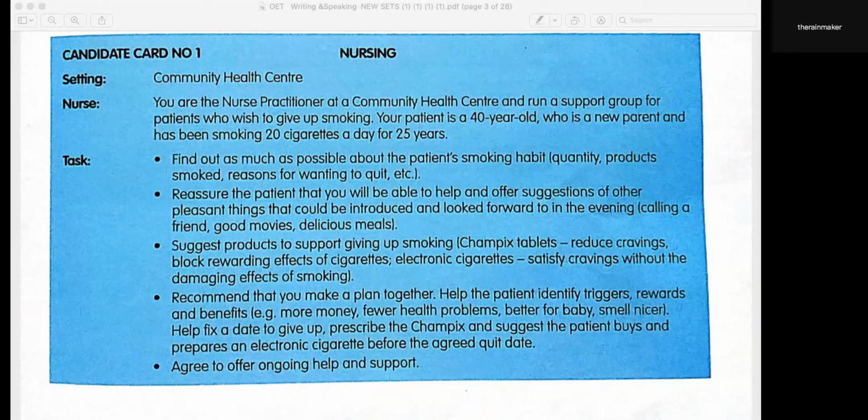Now, there are a few hints given here on the cue card. It says Champix tablets, electronic cigarettes and everything. You can add your own knowledge to what's given here, and then start talking. Don't feel stressed that there is something on the screen. What you have to do here in general is to talk about the patient.